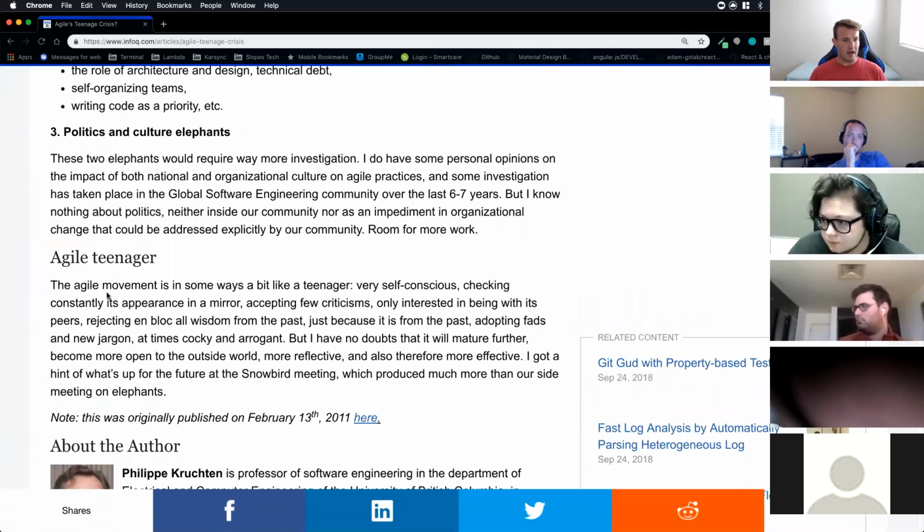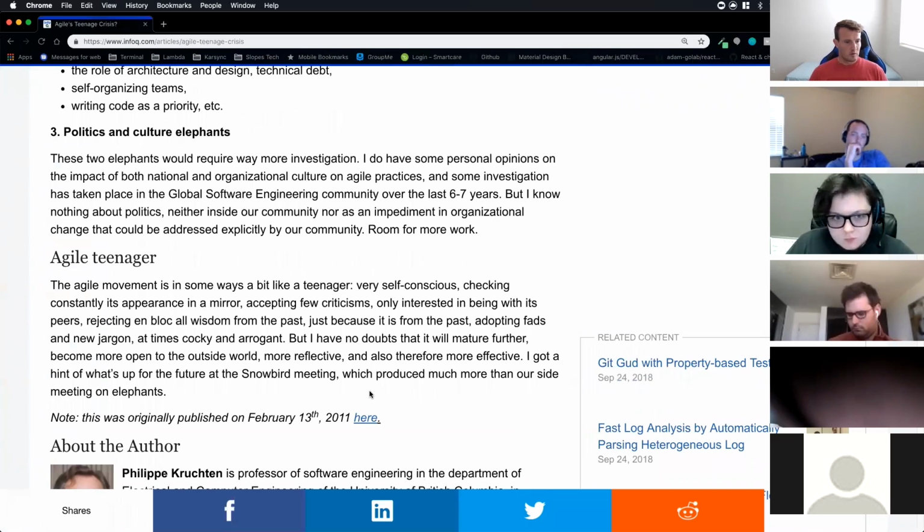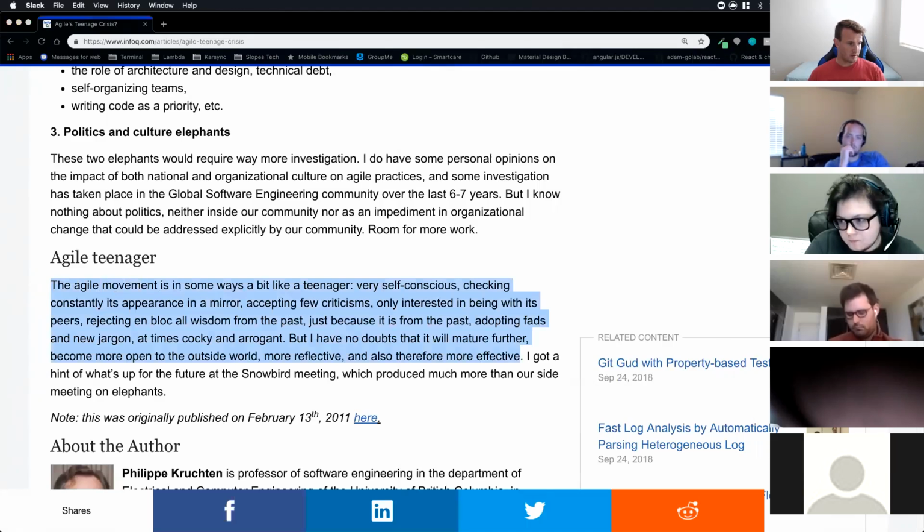He said, "The Agile movement is in some ways a bit like a teenager, very self-conscious, checking constantly its appearance in a mirror, accepting few criticisms, only interested in being with its peers, rejecting and blocking all wisdom from the past just because it's from the past, adopting fads and new jargon, at times cocky and arrogant. But I have no doubts that it will mature further, become more open to the outside world, more reflective, and also therefore more effective." So I will post this here because I think it's a good quote.